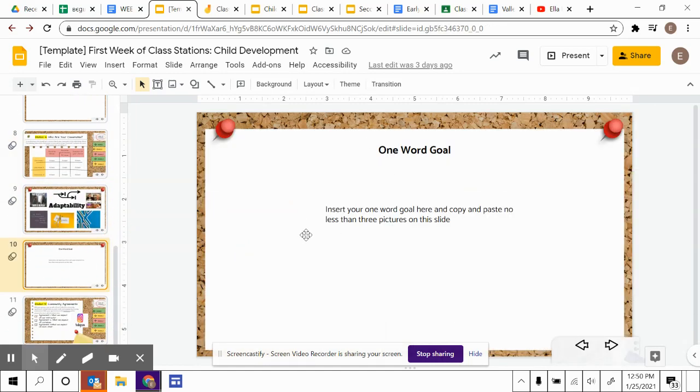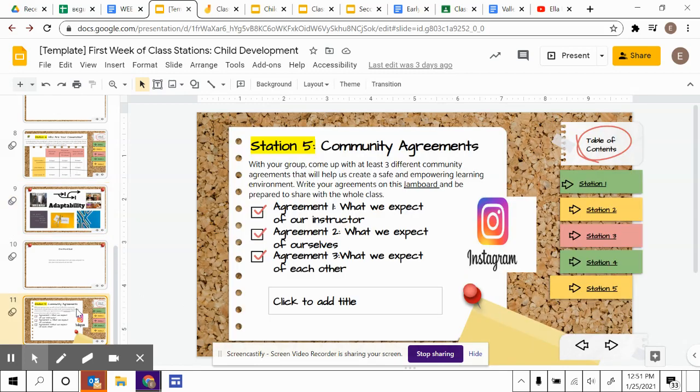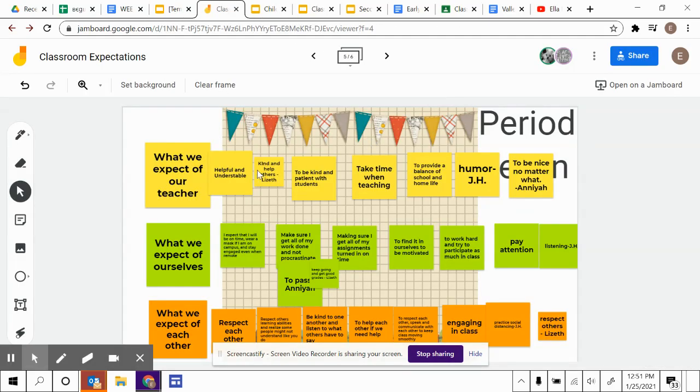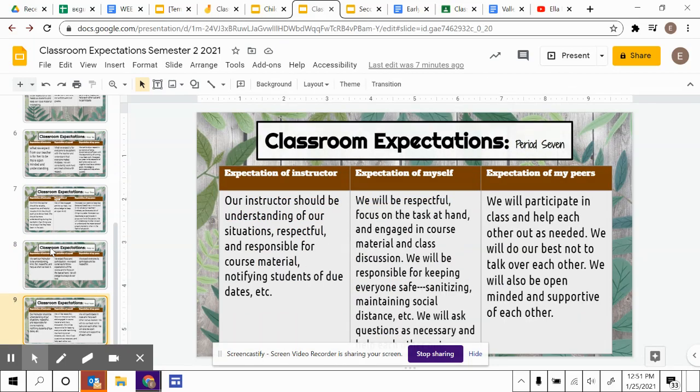The next thing that we did was a 1-word goal. So just like it sounds, you're going to come up with a 1-word goal and then put 3 pictures on this slide to represent that goal. Here's my example. Mine is adaptability, and I put some memes and some pictures. Last but not least, we worked on this Jamboard as a class. So you can see here, we came up with expectations of our teacher, ourselves, and of each other. And then in small breakout rooms today, small groups, we summarized each of those and we placed it on our classroom expectations slide. So we worked together to come up with those expectations, and they'll be posted in our room.